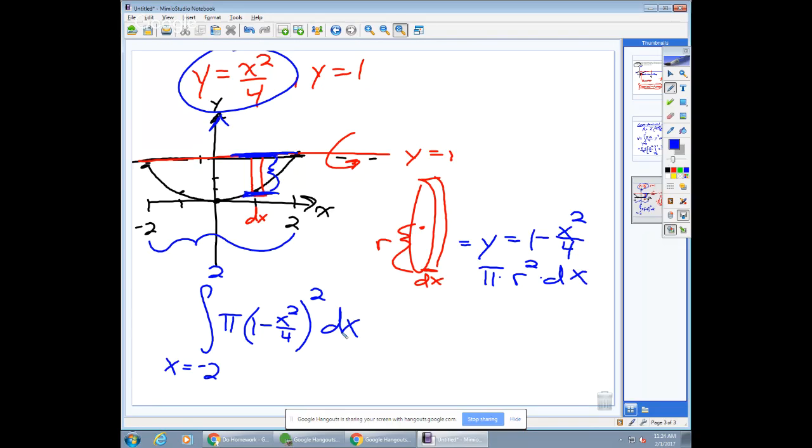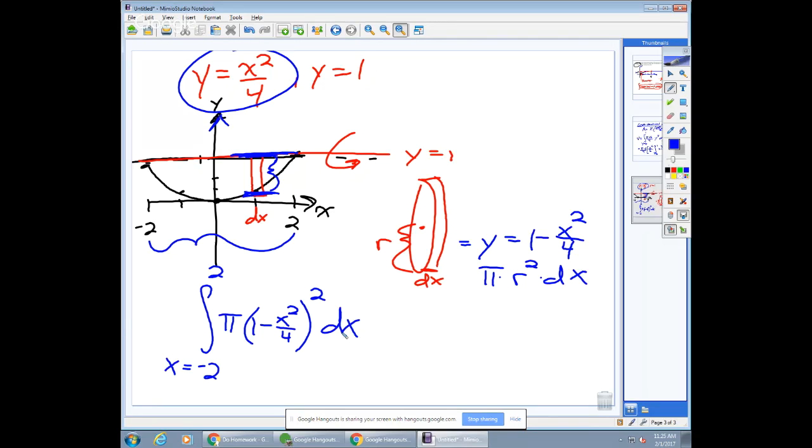So now we need to come up with an antiderivative for that. Thoughts? Yeah, expanding, it's our only choice here.